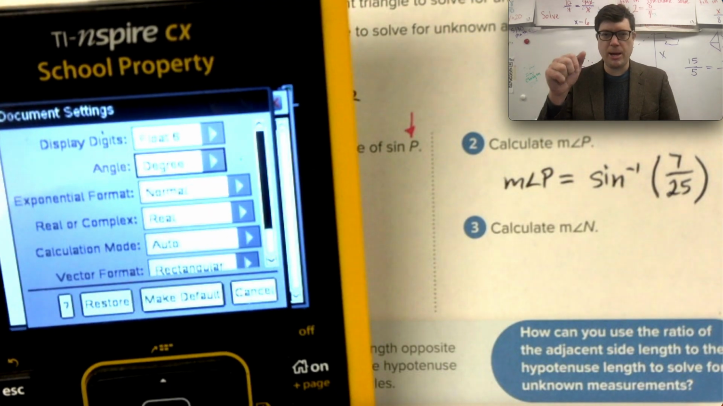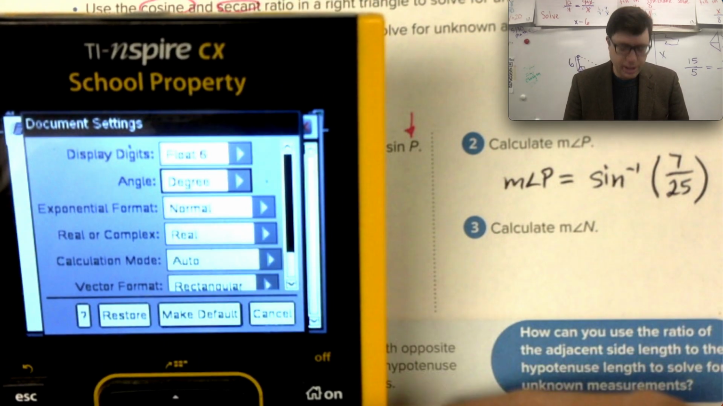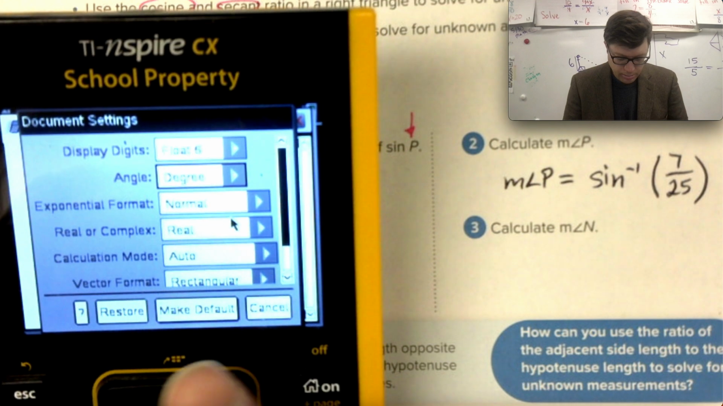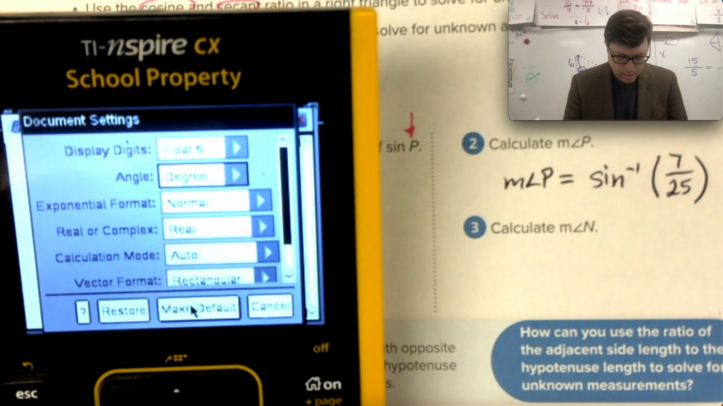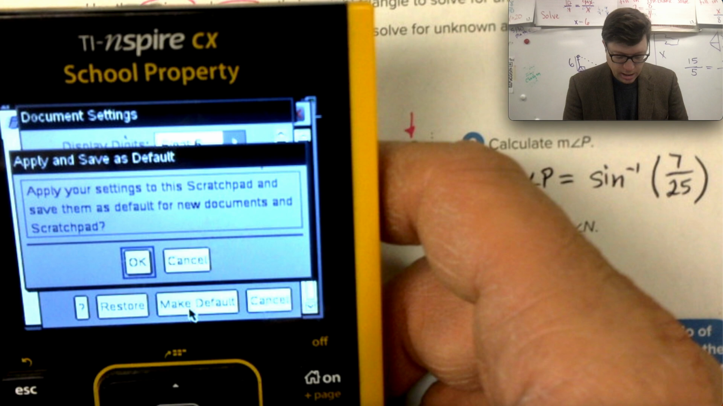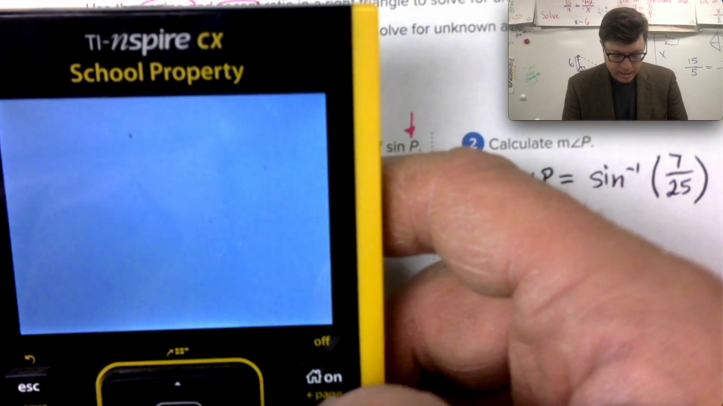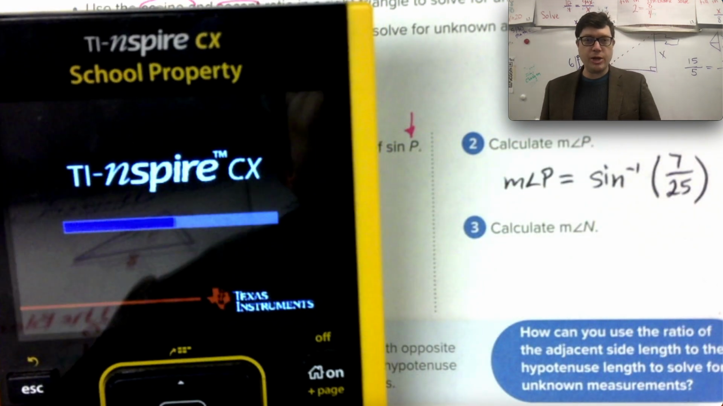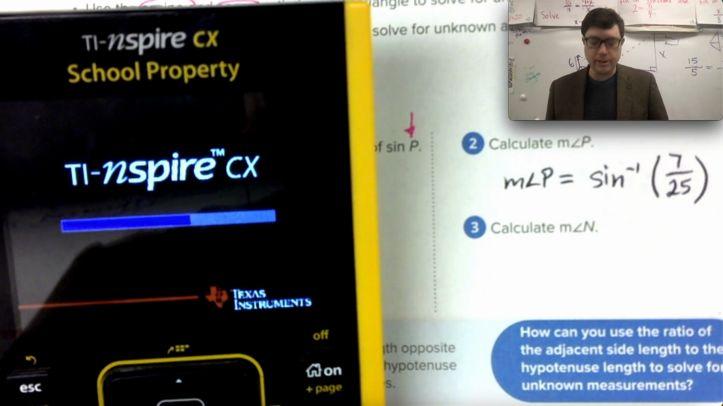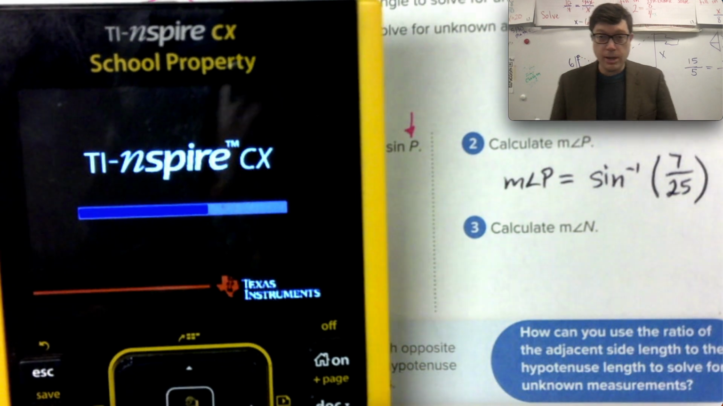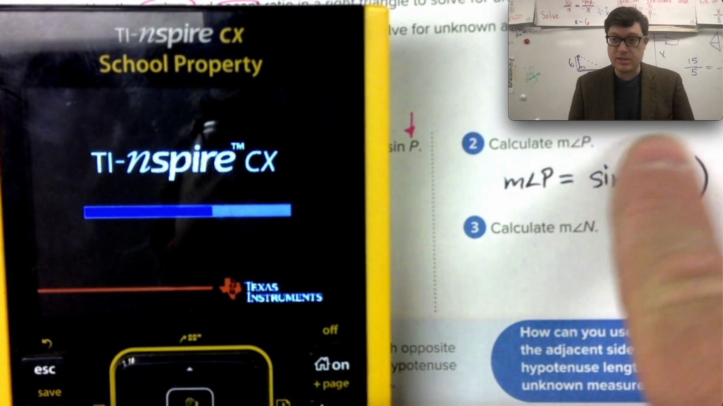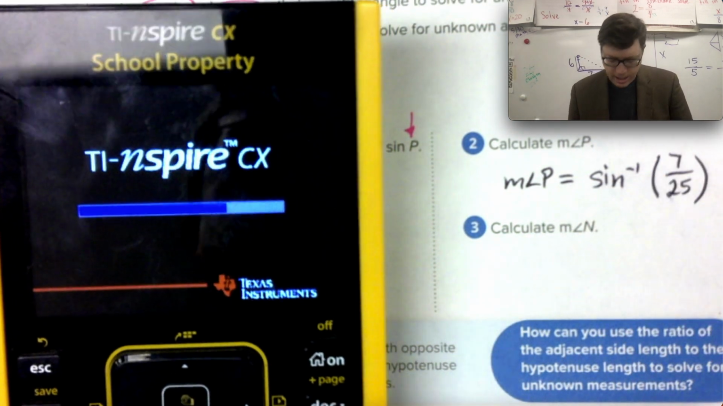So I'm just using the thumb pad in order to do that. Once it's in degrees, I'm going to go down to make default and lock that in. And of course, it wants to make sure I didn't change everything up, so I'm going to click OK. And it's set it up, and it's reloading the thing. Get yourself a better calculator. After that, though, I'm going to type sine inverse of 7 over 25, and we'll see what answer we get.